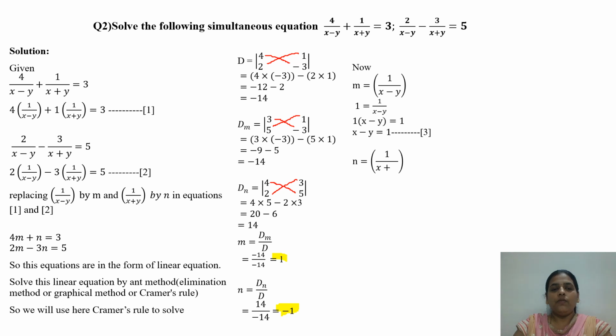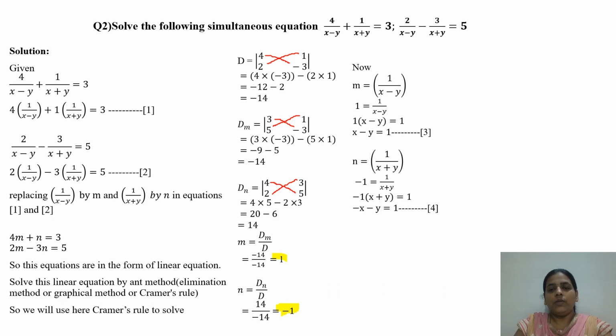Next, what is your n? n is equal to 1 upon x plus y. So instead of n, we want to put here minus 1. So minus 1 is equal to 1 upon x plus y. Then minus 1 multiplied by x plus y is equal to 1. Minus 1 multiply throughout the bracket, then minus 1 into x, that is minus x. Then minus 1 into y, that is minus y is equal to 1. And this is your equation number 4.